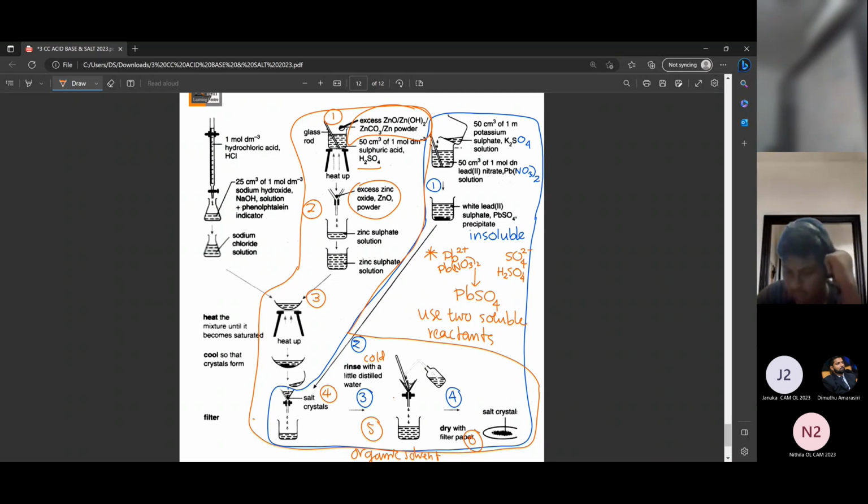Heat until crystals form. Filter the solution, heat, and obtain the crystals by filtering. Rinse with organic solvent and then dry. Take that down. Good, we are going well.